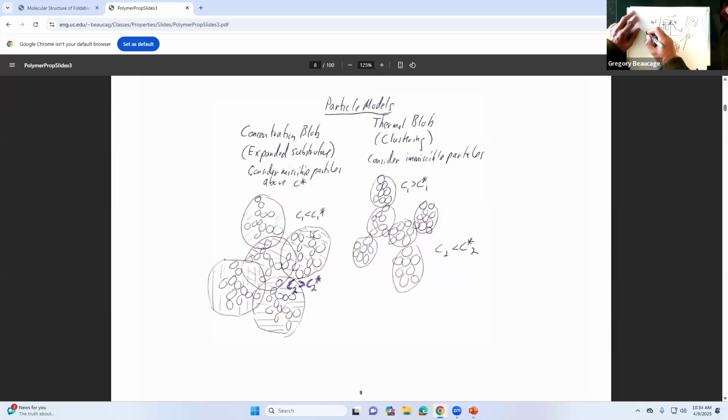So people want to know how that depends on concentration, and how the coil size depends on concentration.